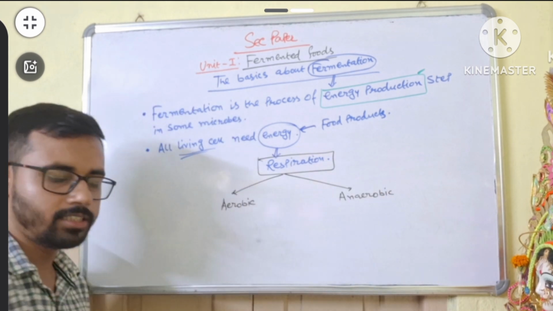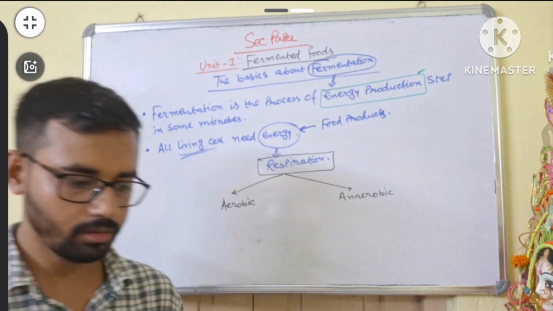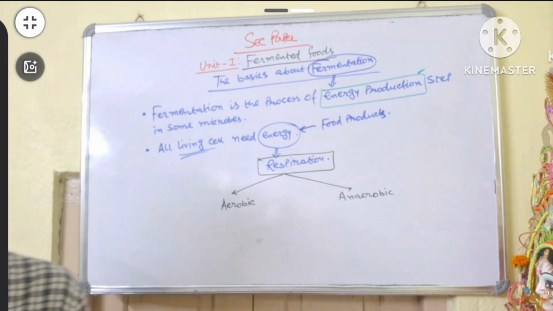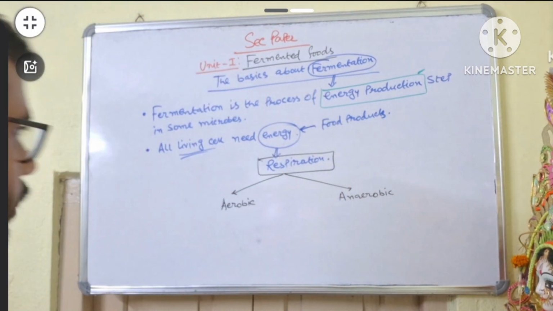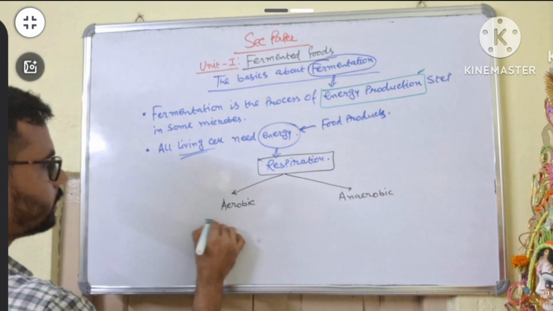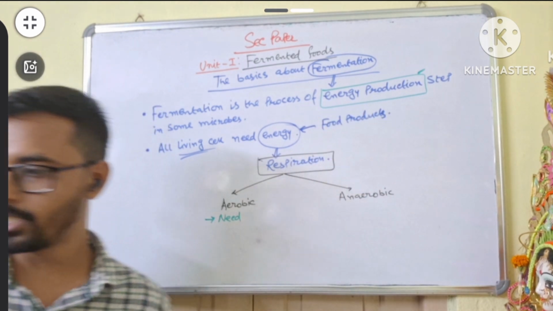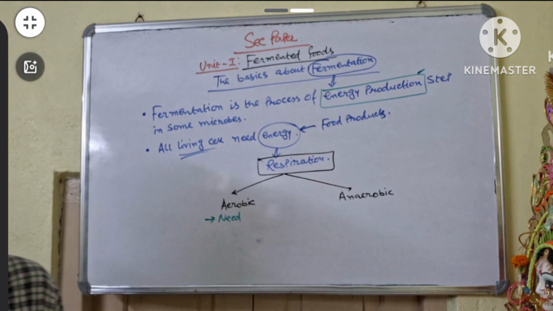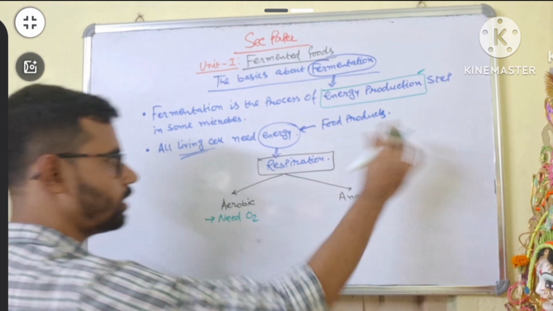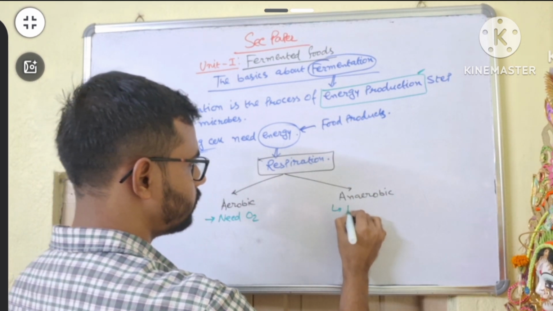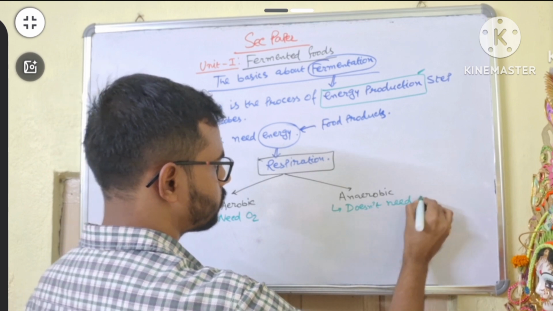What is the basic difference between aerobic and anaerobic respiration? Aerobic requires oxygen. Anaerobic does not. Okay, good. Aerobic respiration needs oxygen to break down the food products to capture the energy in the food. But anaerobic respiration doesn't need oxygen.